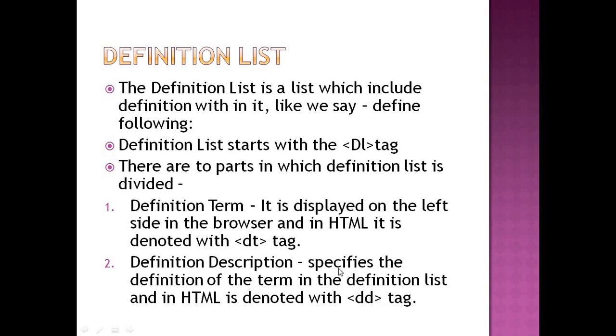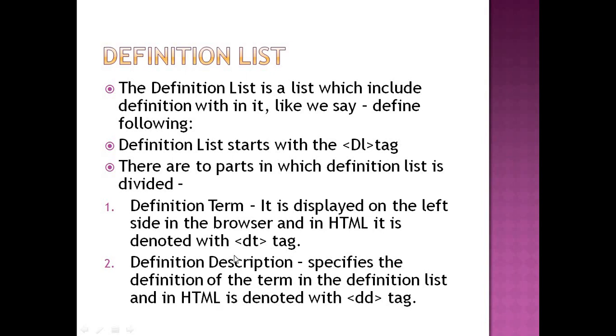And what does the definition description do? The definition description specifies the definition of the term. Now this definition term, what is this part doing? This part, from "specify" to the tag, is the definition which describes the definition term. Okay, we describe the definition term. So the definition description specifies the definition of the term in the definition list.